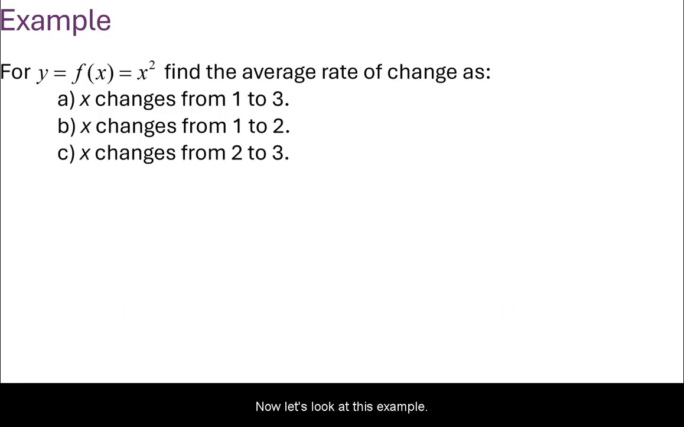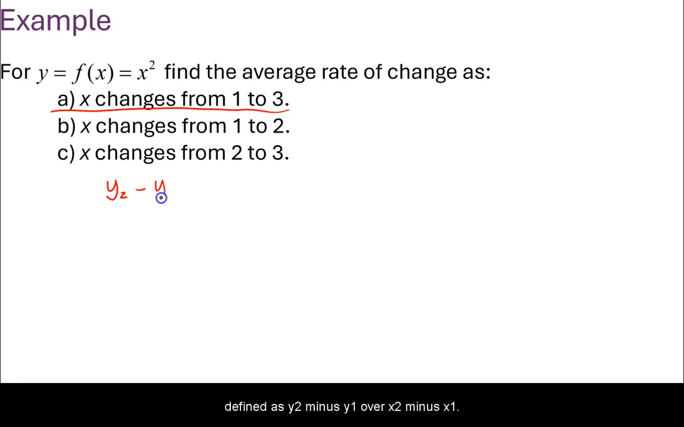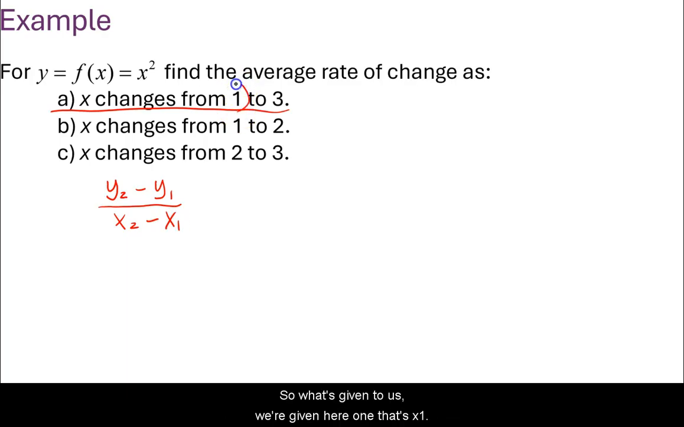Now let's look at this example. For y equals x squared, find the average rate of change as x changes from 1 to 3. Let's just look at the A part here. According to the definition, the average rate of change is defined as y2 minus y1 over x2 minus x1. So what's given to us? We're given 1, that's x1, and this 3 can be considered as x2.